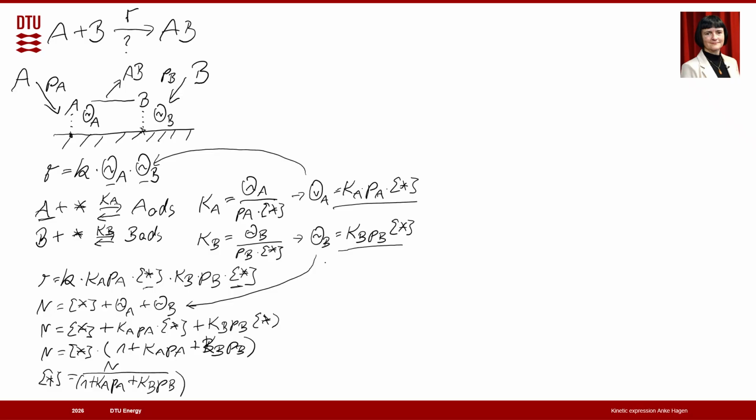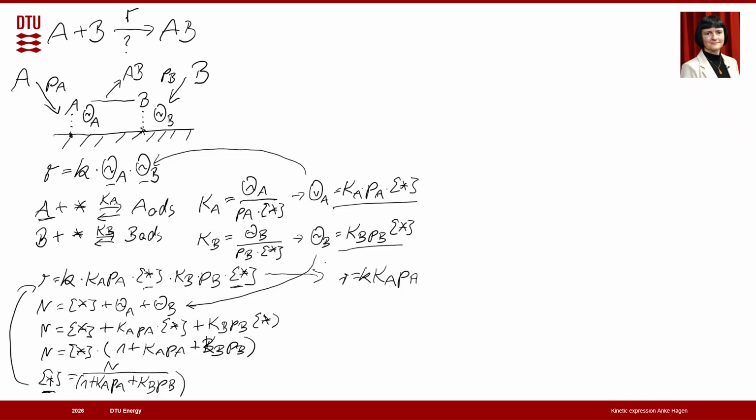So now we can also substitute this term in the reaction rate equation. I will do that over here. Then we arrive at the reaction rate being equal to the reaction rate constant, equilibrium constant, partial pressure of species A, and so I'm going to this equation here.